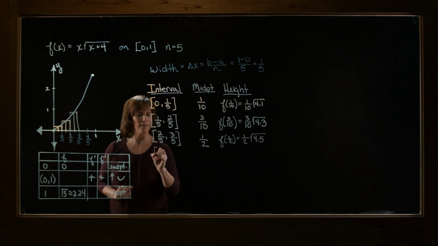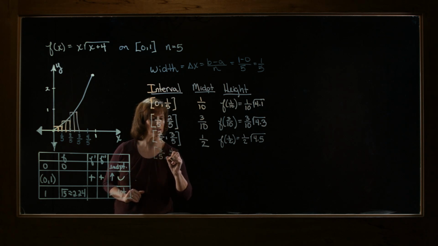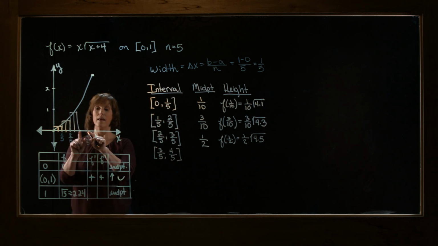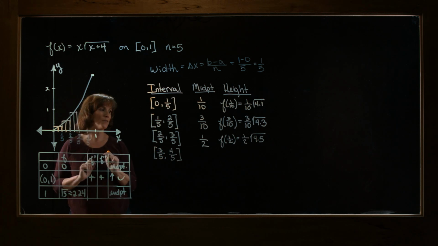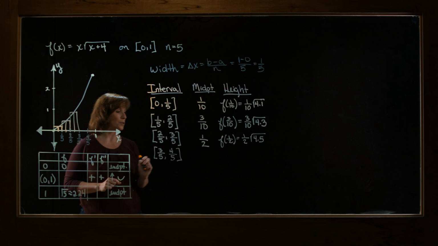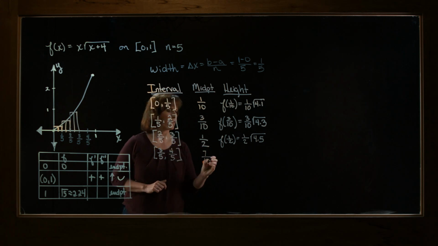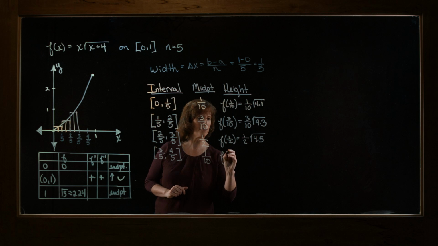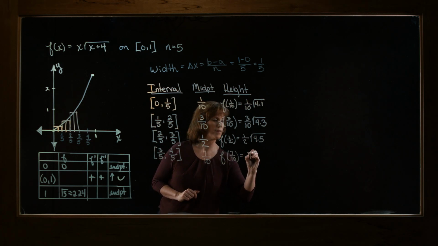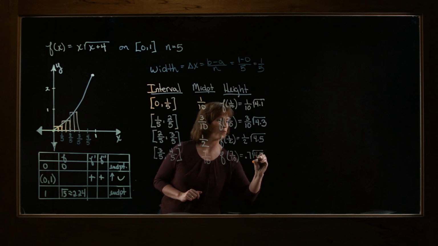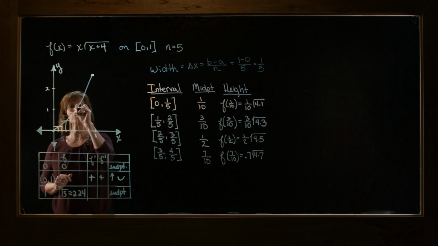Fourth rectangle, the interval I'm looking at is 3/5 to 4/5. The midpoint will be the sum of those two numbers, so that'll be 7/5 divided by 2, which gives me 7/10. And the height will be f of 7/10, or in other words, 0.7 times the square root of 4.7. And that gives me my fourth rectangle.